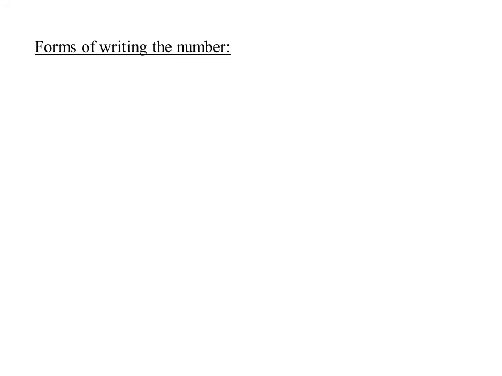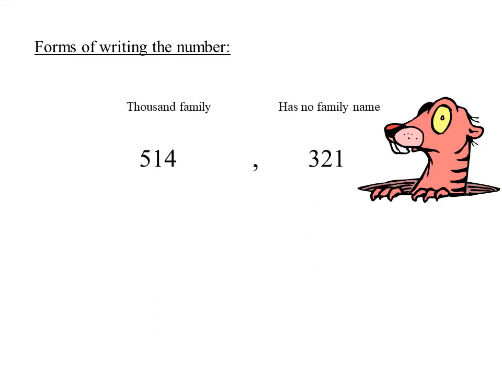Forms of writing the number. We have a number 514,321. The first form to write the number is standard form. In the standard form, we use the digits to write the number, as you see.